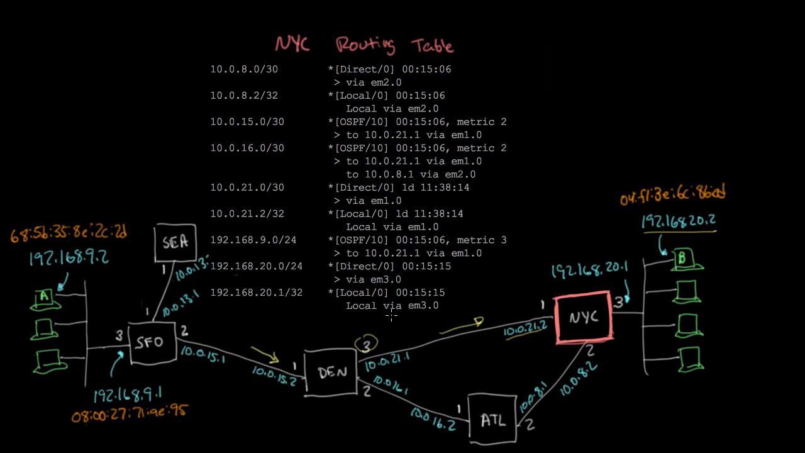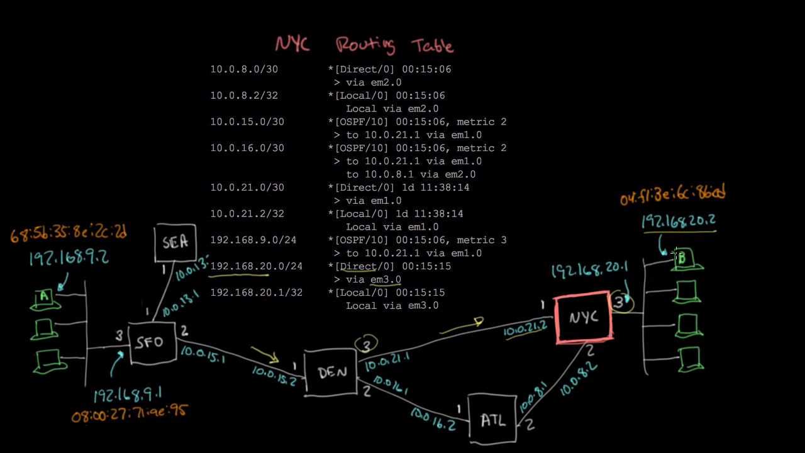And so if we look at New York's routing table, we see the 192.168.20/24 prefix. And now it says via EM3, which is interface 3 over here. And it doesn't give us a next hop, and it says it's directly connected. So what this says is that this address is directly connected to this interface. It's on this same Ethernet network. And so that tells the router that it needs to go ahead and do an ARP for 192.168.20.2, and it's going to do that same ARP process that we saw before, and then deliver that Ethernet frame.